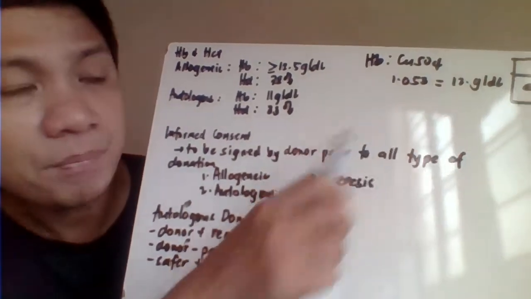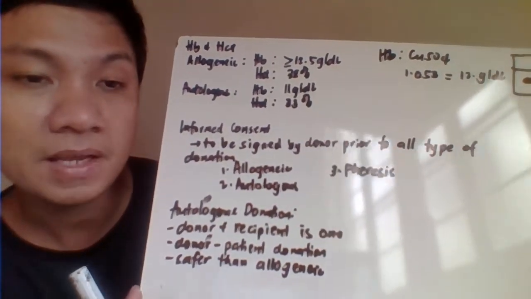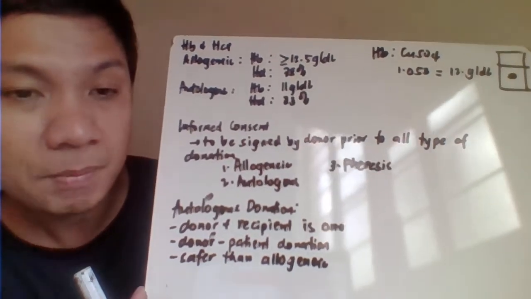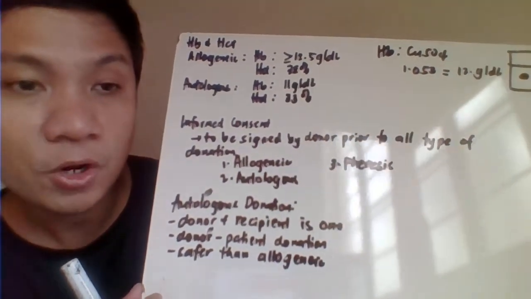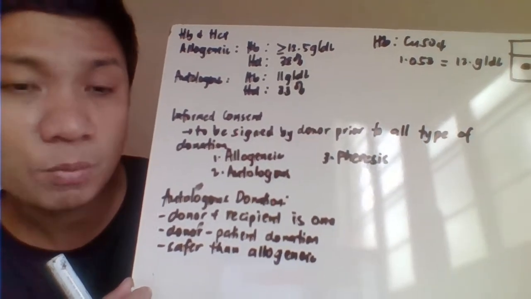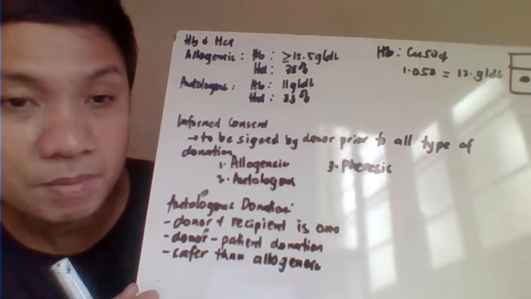Okay, you can perform your hemoglobin here by the copper sulfate method. So your copper sulfate would have a specific gravity of 1.053. That's equivalent to your 12.5 grams per dL na hemoglobin.